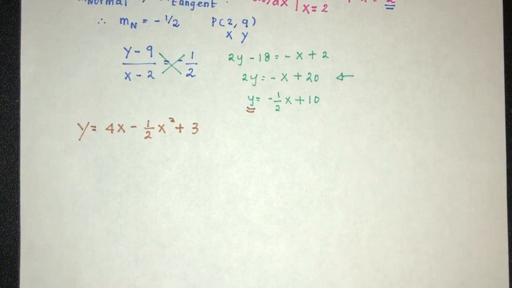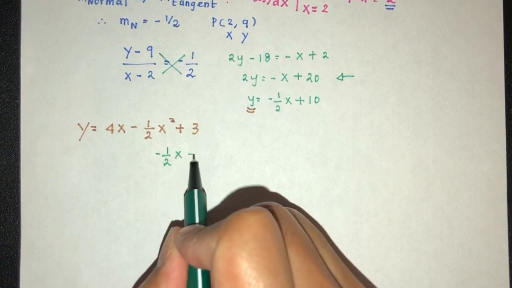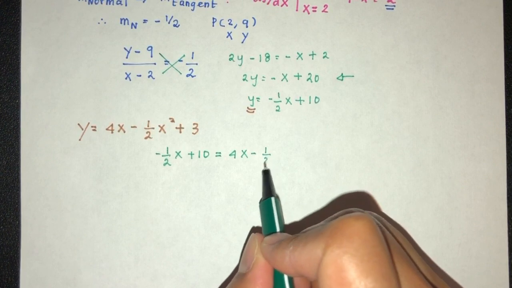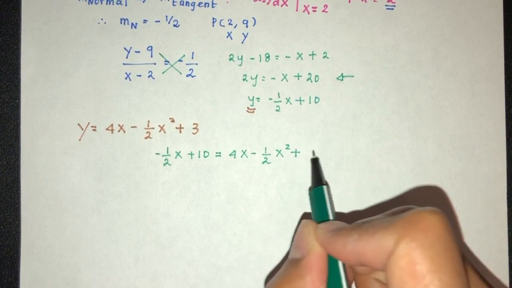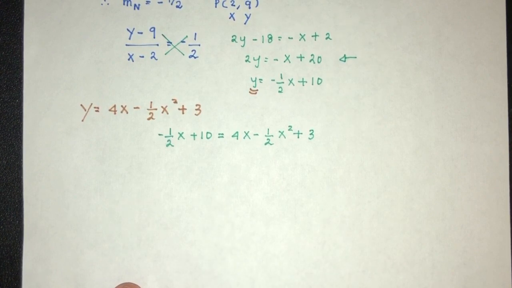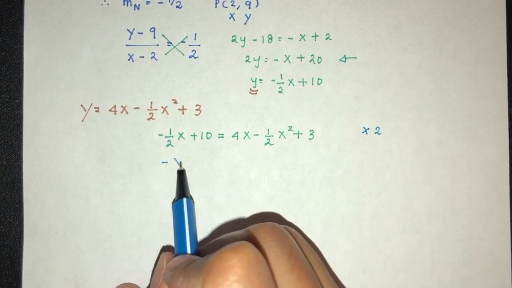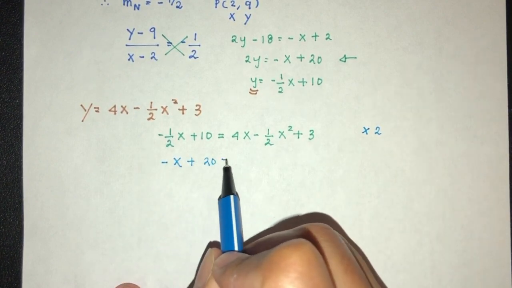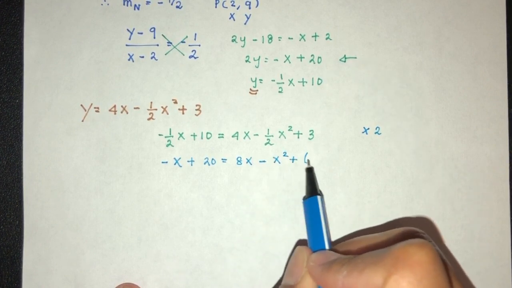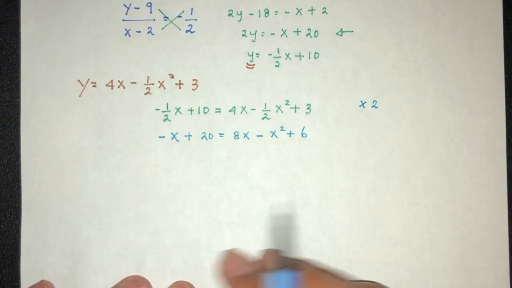So we will have to solve a simultaneous equation. On one side you will have minus half x plus 10 is equal to 4x minus half x squared plus 3. Now here we have fractions. Obviously we don't like to work with fractions. We have to multiply by 2 everywhere. This will be minus x plus 20 equal to 8x minus x squared plus 6. So now we have no fractions, everything is integer. Now let's send everything to one side so we can solve this.